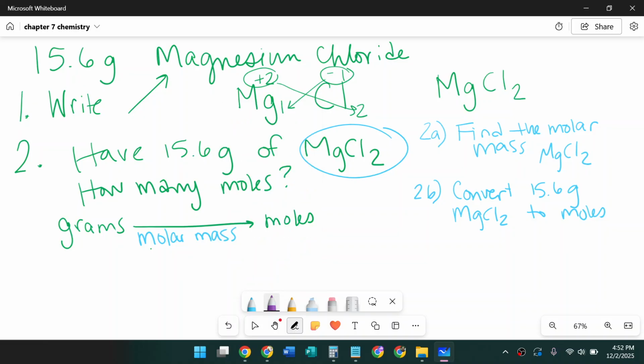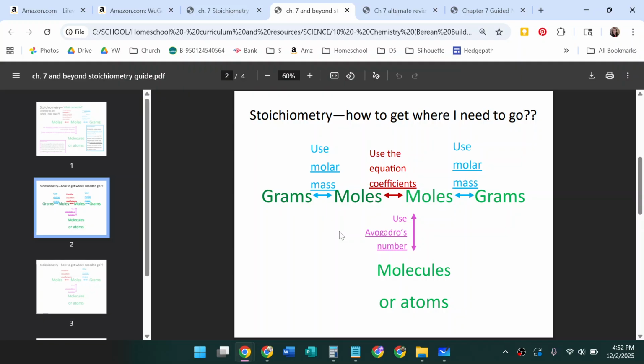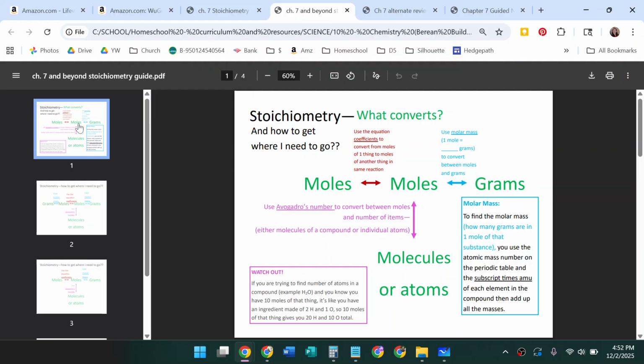All right, so how do we find molar mass? This is kind of the big thing of the whole chapter. I have a little box over here that says molar mass. To find the molar mass, which is how many grams are in 1 mole of that thing, you use the atomic mass number on the periodic table and the subscript times the AMU of each element in the compound, and then add up all the masses.